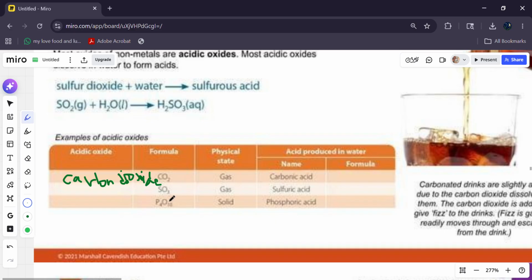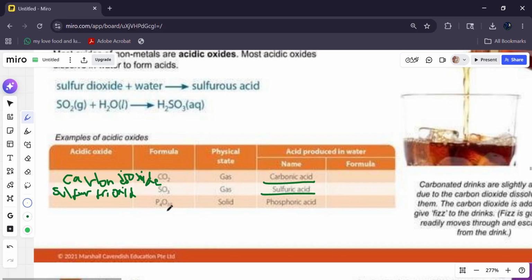Here it says sulfur trioxide. Because of the formula, I can tell which acidic oxide it is. Sulfur trioxide is a gas. It can produce an acid in water, which is sulfuric acid. And carbon dioxide, when mixed with water, can produce carbonic acid.